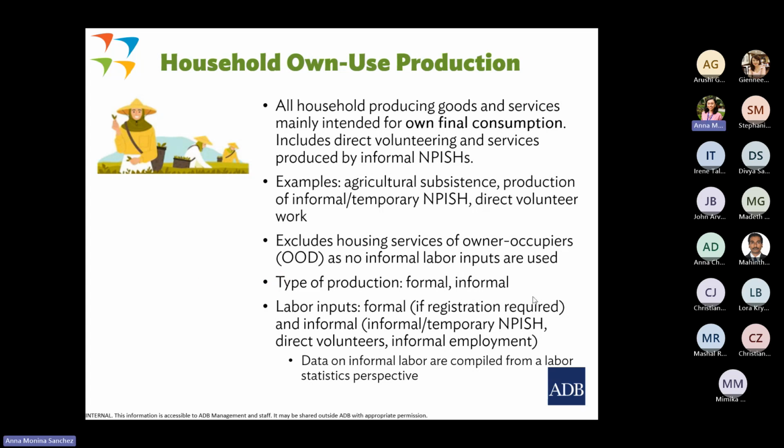So in terms of the types of production, housing services of older occupiers are by convention excluded from the informal economy, as no informal labor inputs are used for this production activity. So when it comes to informal types of production, the examples falling under informal type of production would be your direct volunteer work and the production of informal or temporary NGOs or NPISH.